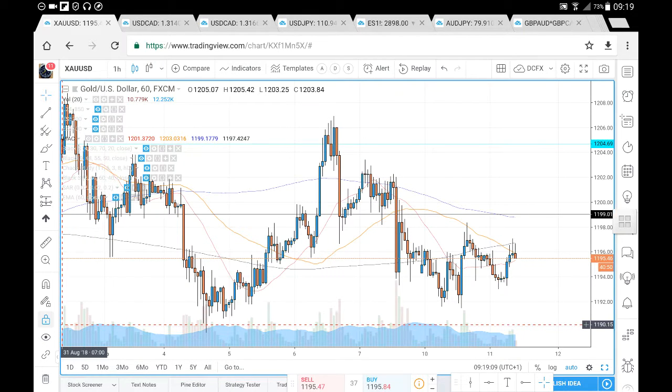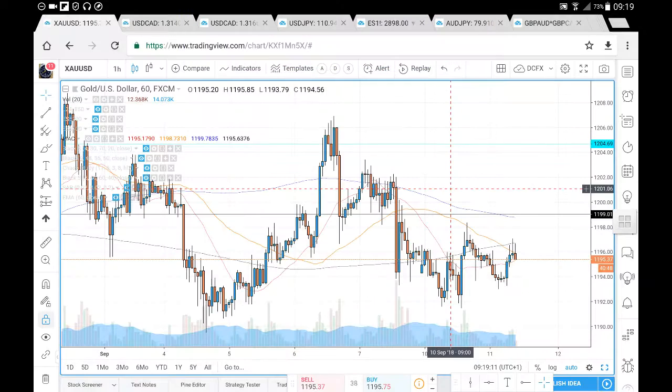So this is the XAUUSD analysis for Tuesday, 11th of September. Now, let's just have a look at prices and where price may likely go. So previously we've had prices test this 11.99, show a break of 11.99, retested, held as resistance. So price came down towards this 11.92.